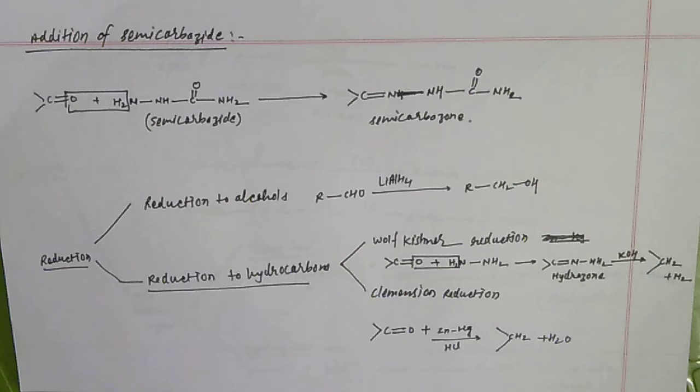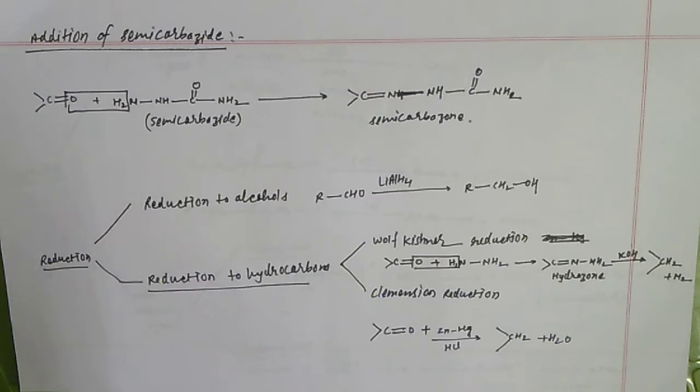Semicarbazide is an amide, this is the amide. So the amide is attached with hydrazine, and that becomes semicarbazide. Semicarbazide combines with the carbonyl compound, and there will be a loss of a water molecule, and it will give the semicarbazone.